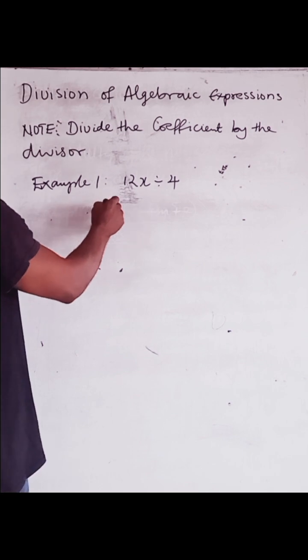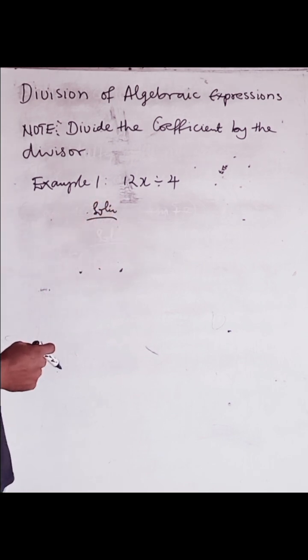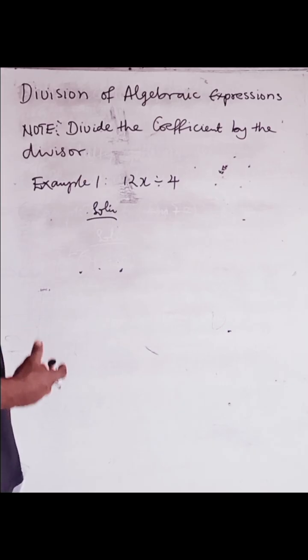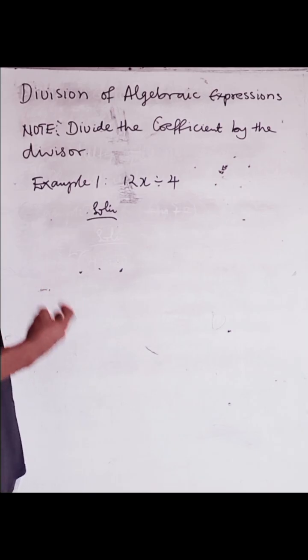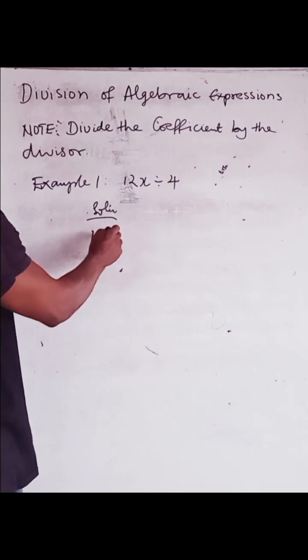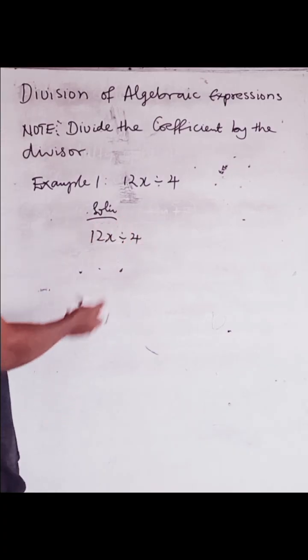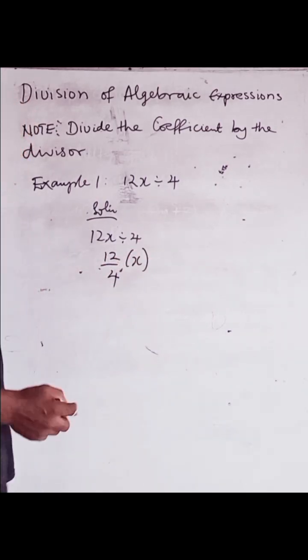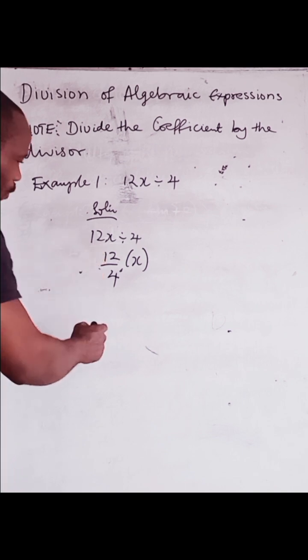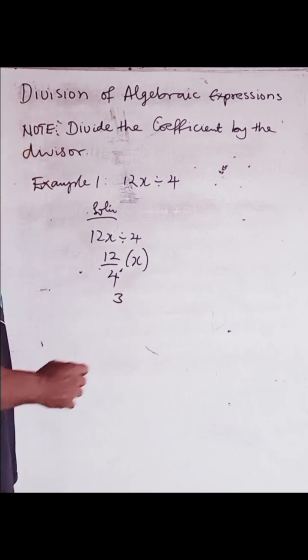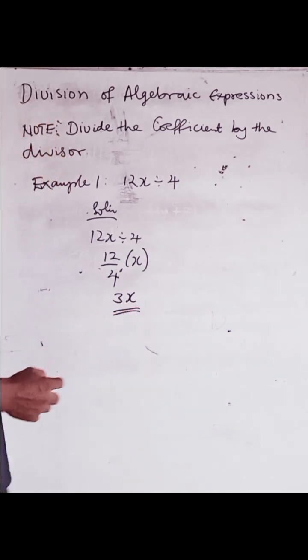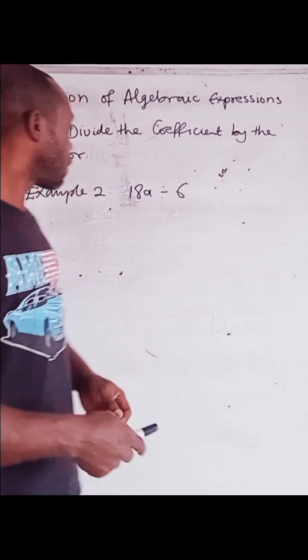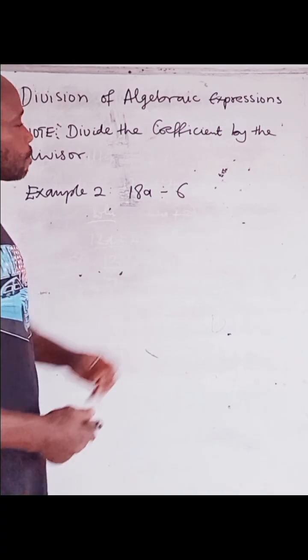Alright? Solution. So what rule do we have to observe? Always divide the coefficient by the divisor. In this expression, 12x divided by 4 is going to be 12 divided by 4 multiplied by x. So 12 divided by 4 is 3. Therefore, the expression is 3x. Example 2. 18a divided by 6.